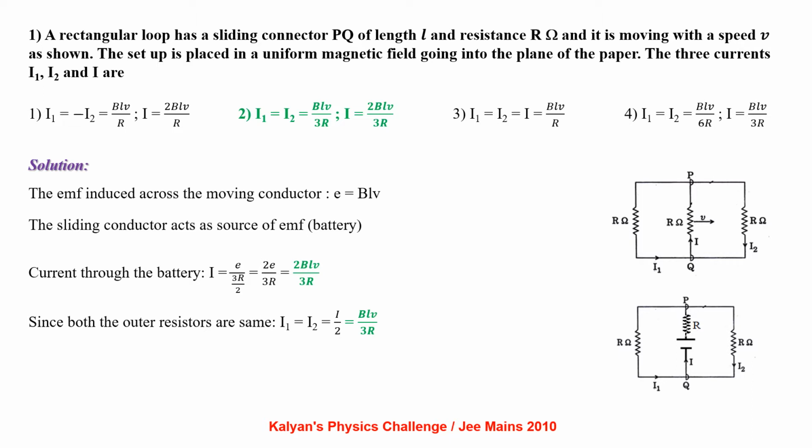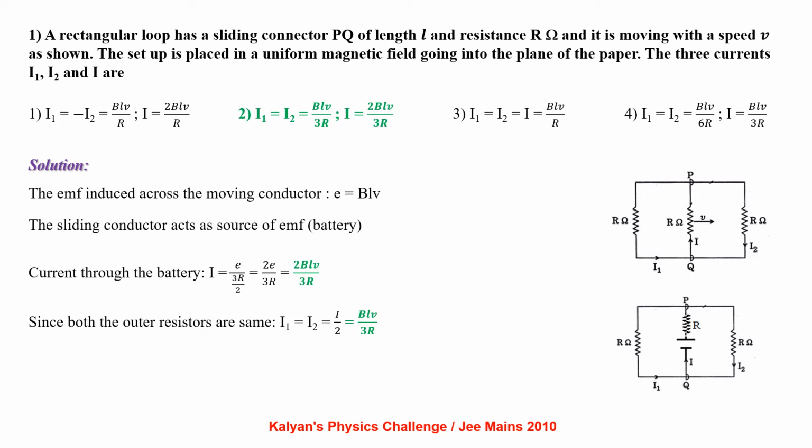The induced EMF across a moving conductor in a magnetic field is given by the formula E equals BLV. This is known as motional EMF, where B is the magnitude of magnetic field induction, L is the length of the conductor, and V is the speed of the conductor. So, effectively, PQ acts as a battery of EMF E and internal resistance capital R. Now we can replace the circuit and draw it again as shown in the second diagram.